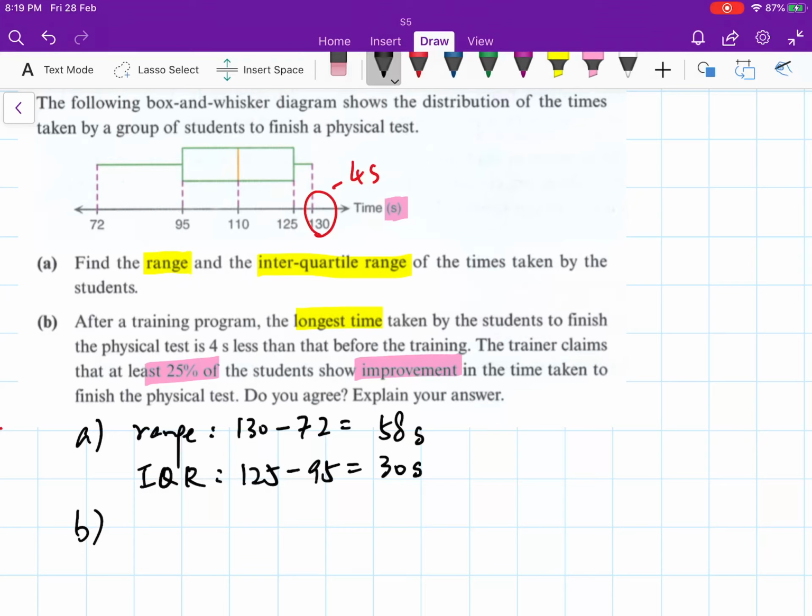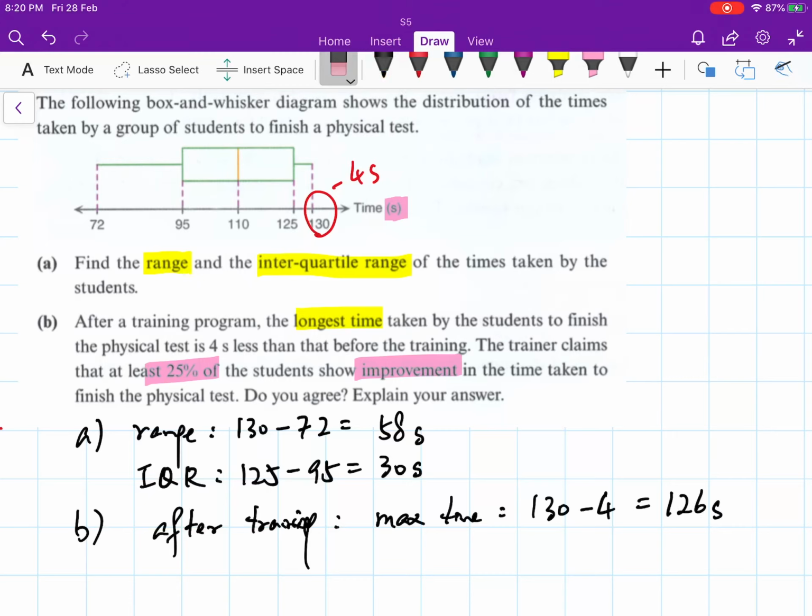Now we need to find out, after the training, what is the maximum data. So you need to say that after training, the maximum time will be 130 minus 4, so it will be 126 seconds. Where will the 126 seconds be? It will be here. That will be 126 seconds because 125 is here.